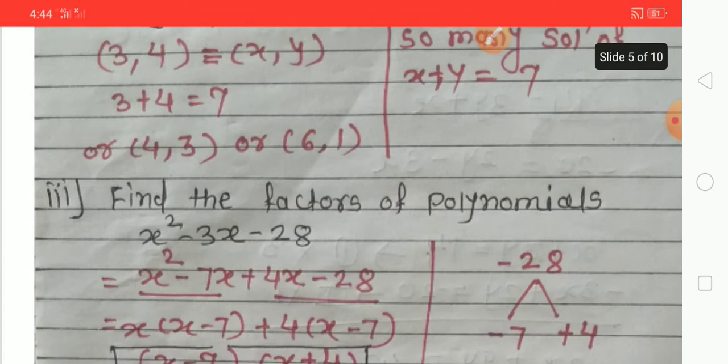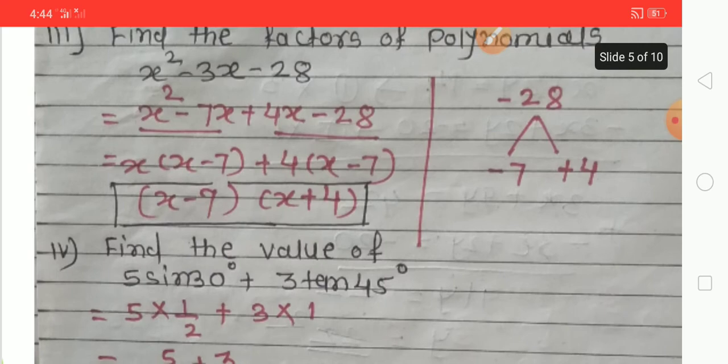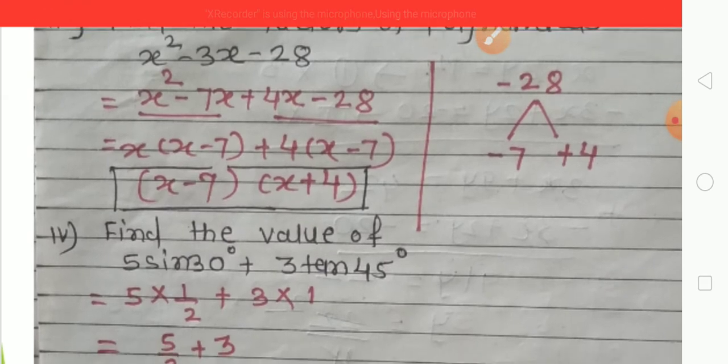Find the factors of the polynomial x square minus 3x minus 28. Minus 28 is factorized so that minus 4 and plus 4, that multiplication, is minus 28. And when we add minus 7 and 4, we get minus 3. A smaller number subtracted from a bigger number gives the sign of the bigger number, which is minus 3. So x square minus 7x plus 4x minus 28. So x into bracket x minus 7 plus 4 into bracket x minus 7. This bracket is repeated twice, so the factors are x minus 7 and x plus 4.